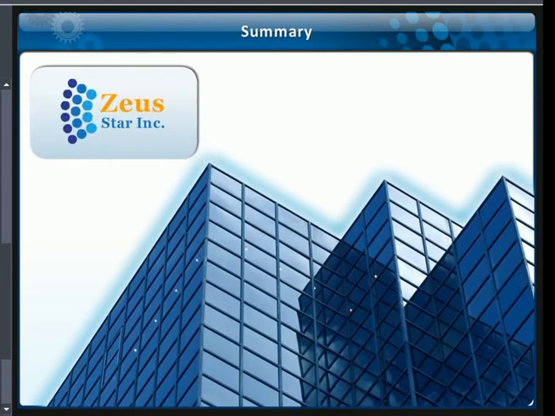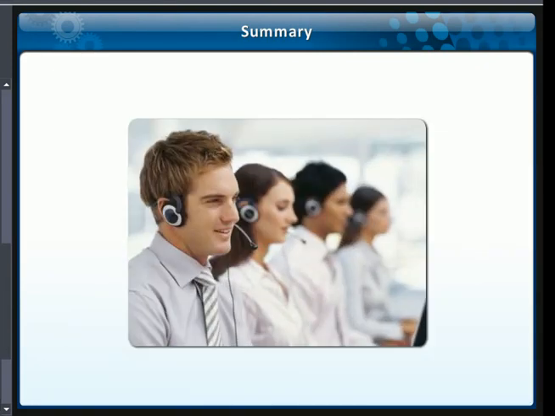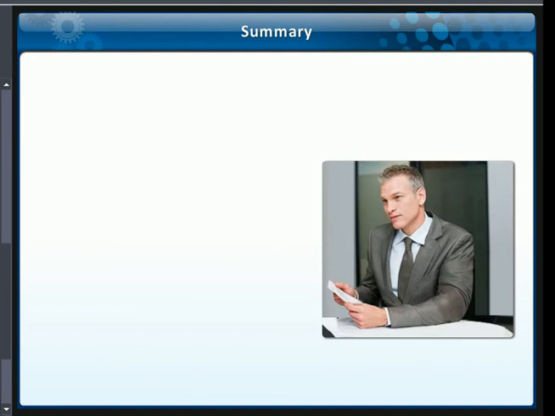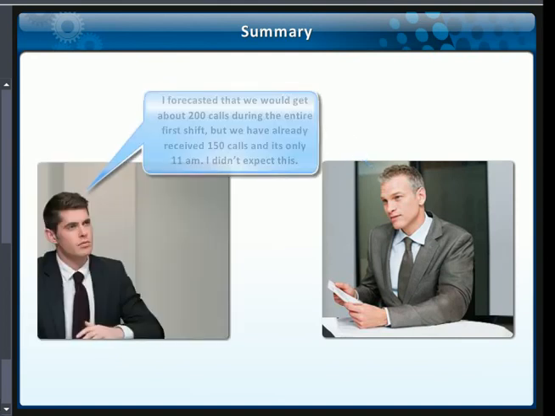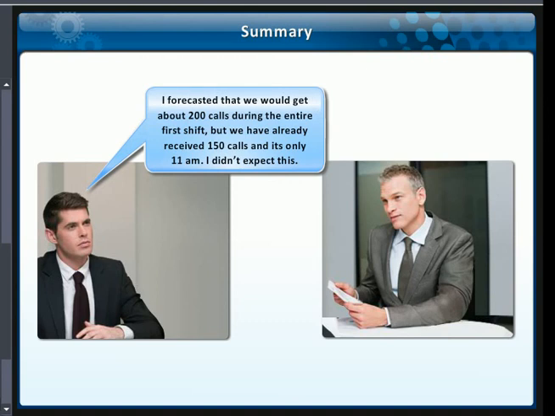Next day at Zeus call center, the number of calls have gone above forecast. John is worried as he had done the forecasting and staffing. Pete calls John to understand the issue. John, what happened? I forecasted that we would get about 200 calls during the entire first shift, but we have already received 150 calls, and it's only 11 a.m. I didn't expect this.